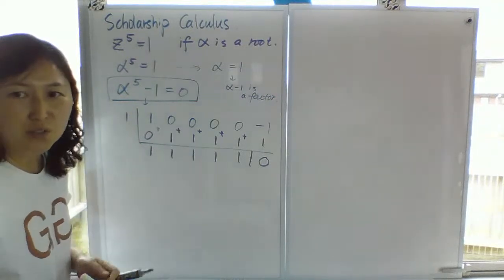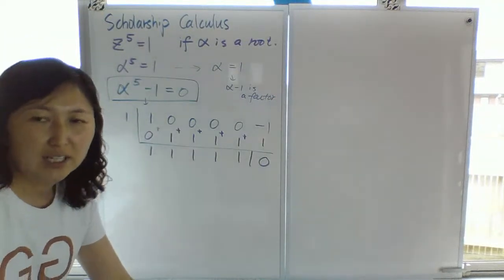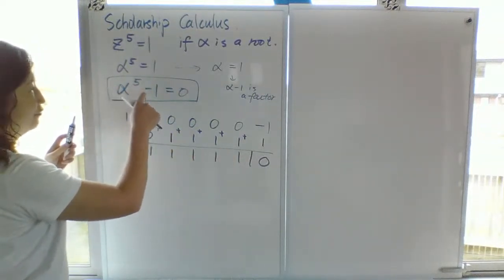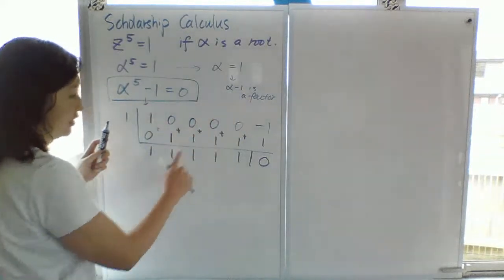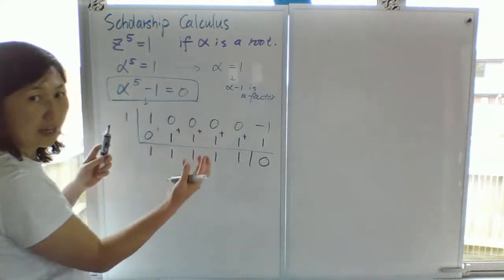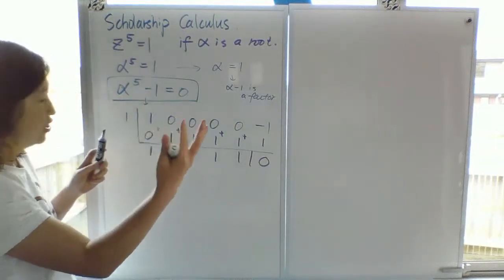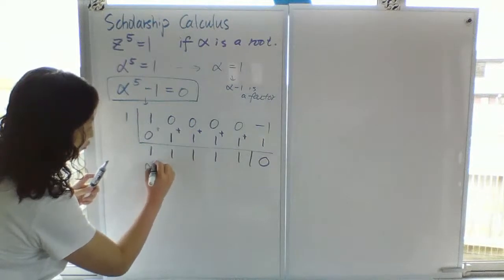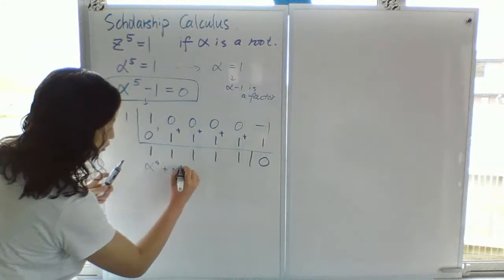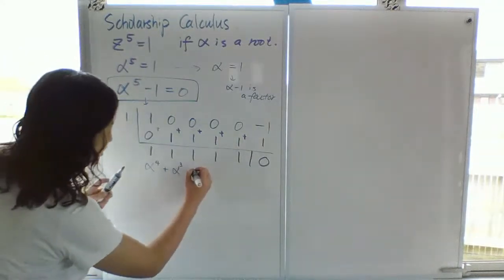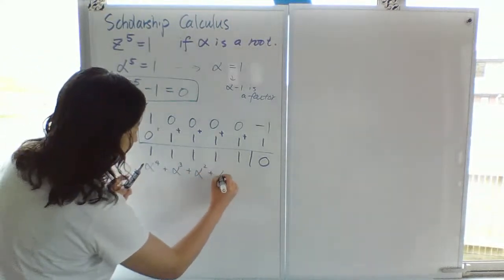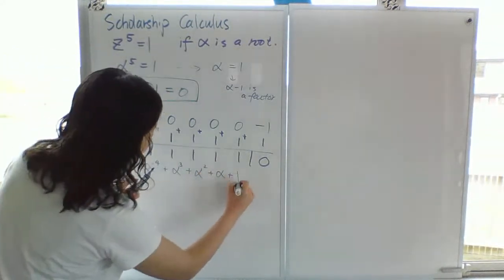Okay, so let's have a look. If you keep looking at this, this is what alpha to the power of 5 minus 1 divided by x minus 1 is. This is the result. So if alpha to the power of 5 is divided by alpha, then we'll get alpha to the power of 4. So this tells me alpha to the power of 4 is the coefficient here, this is the coefficient of alpha to the power of 3, and this will be the coefficient of alpha to the power of 2. And this is plus alpha, and then the last one is the constant.